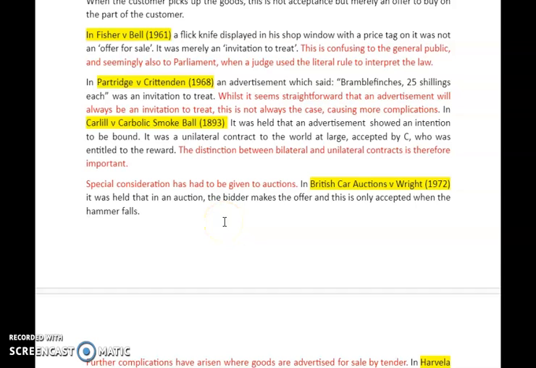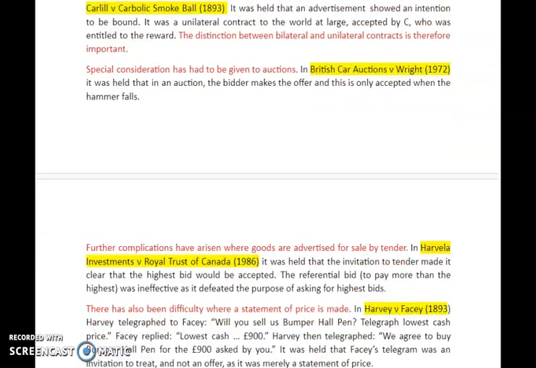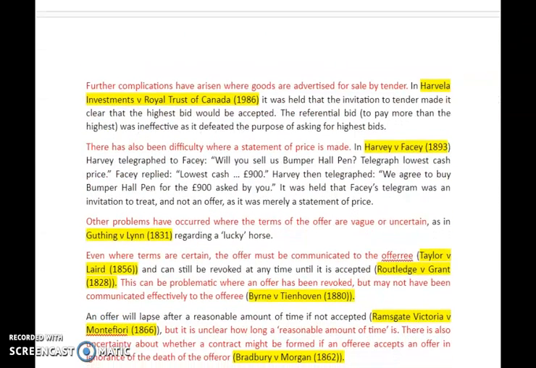Auctions are also another complication, and you could talk about British Car Auctions and Wright there. And further complications still have arisen where goods have been advertised by tender, such as in the case of Harvela Investments and the Royal Trust of Canada. Another difficulty that you could discuss is that when a statement of price is made, that can cause confusion as to whether there's going to be offer and acceptance. And you could use Harvey and Facey here.